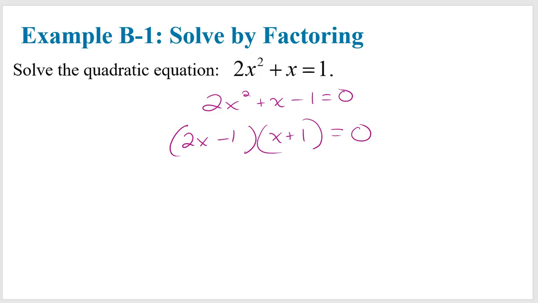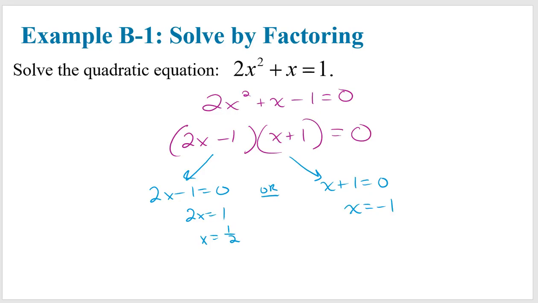Once you have it factored correctly, you are going to set each factor equal to 0 using that zero product principle. I have two things multiplied together here and they equal 0. So this first factor has to be equal to 0, or this second factor, x plus 1, has to be equal to 0. One of those, maybe even both of them. If I solve the first one, I get x equals 1/2, and if I solve the second one, I get x equals -1.